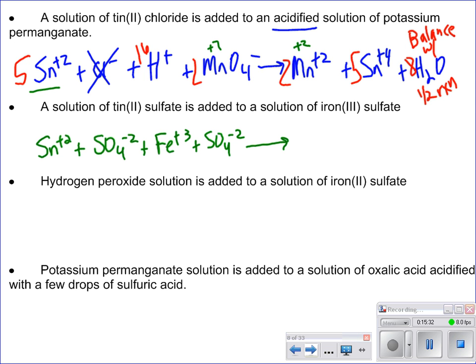What are my options? Can iron go up anymore? It has to go down. Go down to the 0, and I'll tell you why in a minute, instead of the plus 2. Go down to the 0. And what will tin do then? Up to 4. And the reason we had to take tin up is because iron can't go up anymore. I know tin can go down, but it didn't work in that case. So now we didn't need the sulfates. Those are spectators, okay?